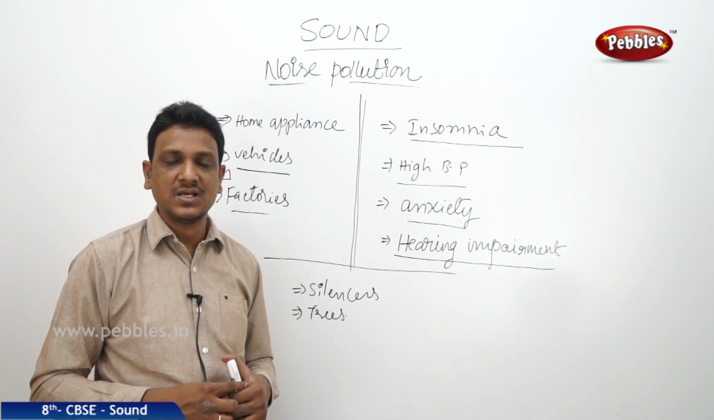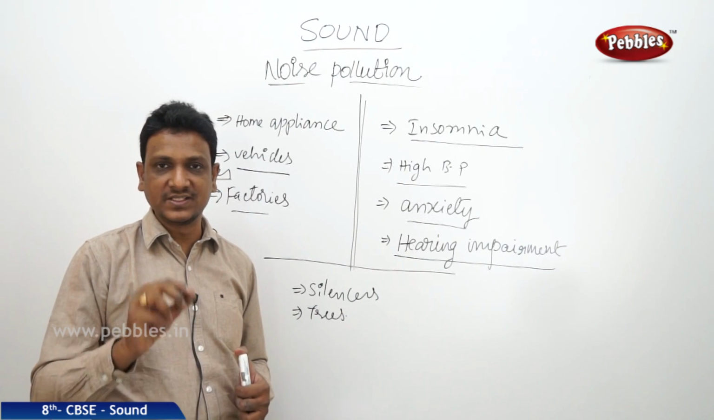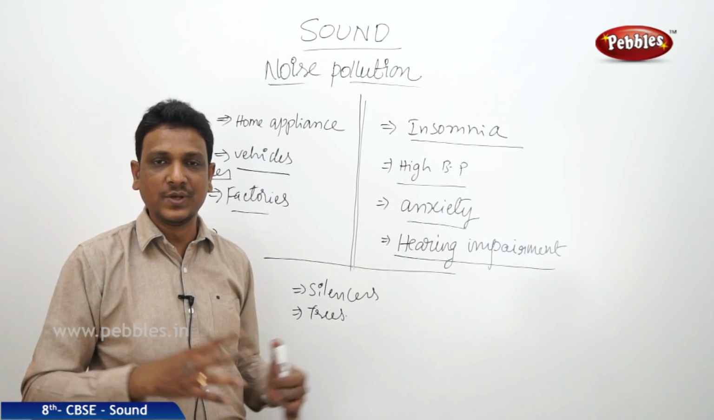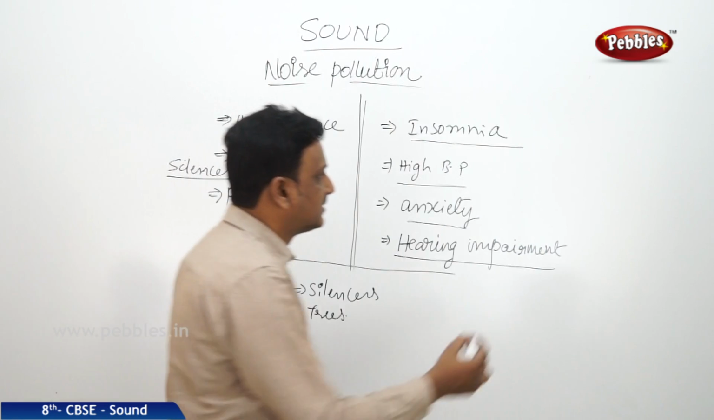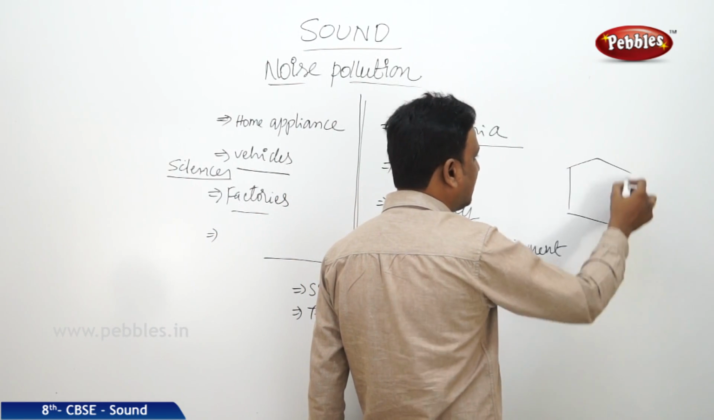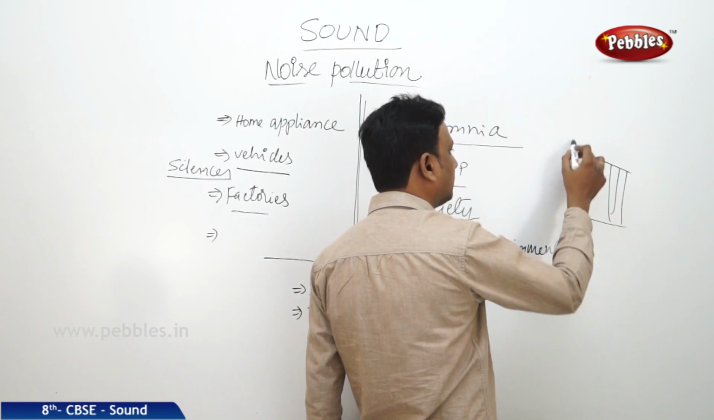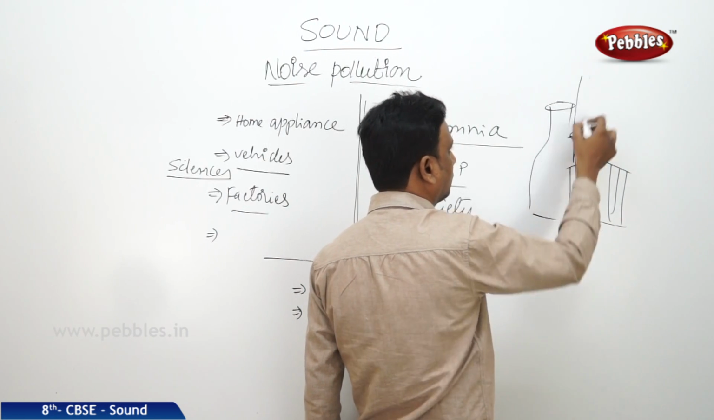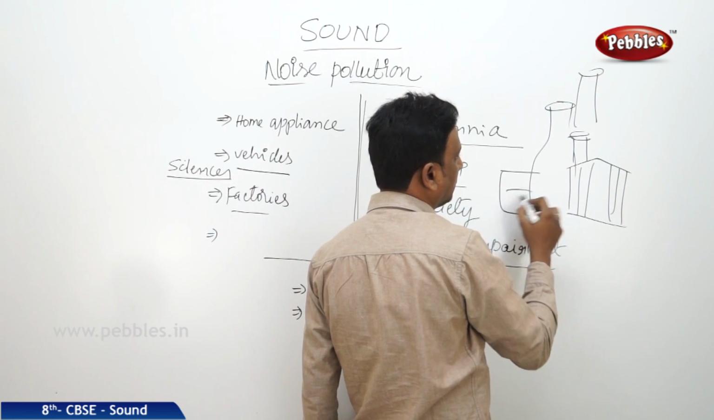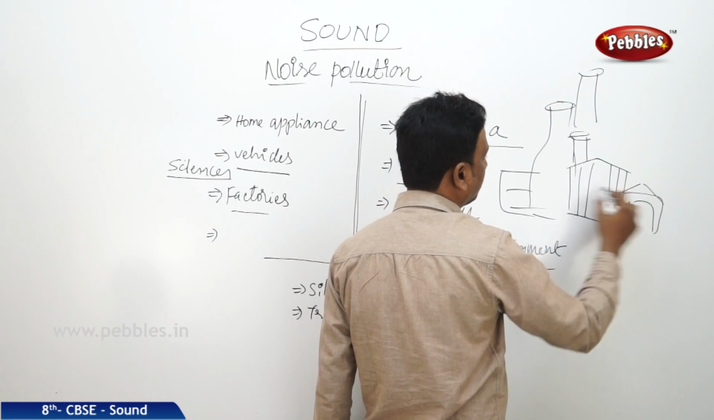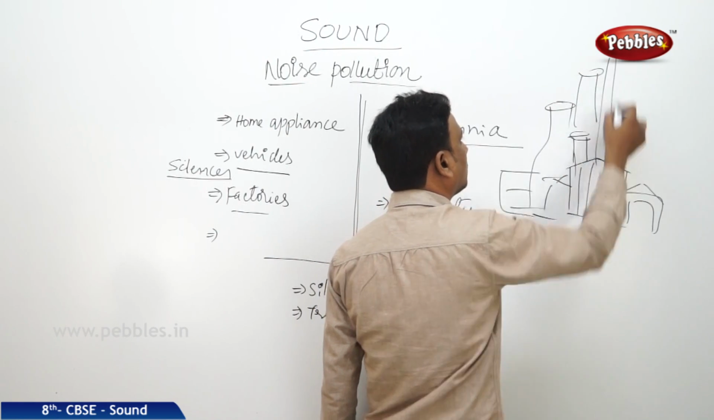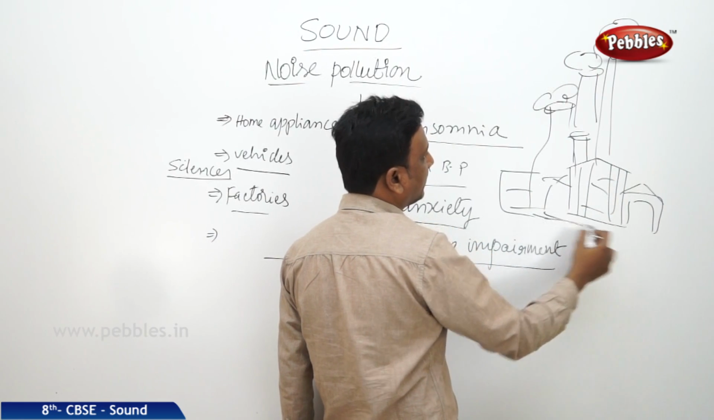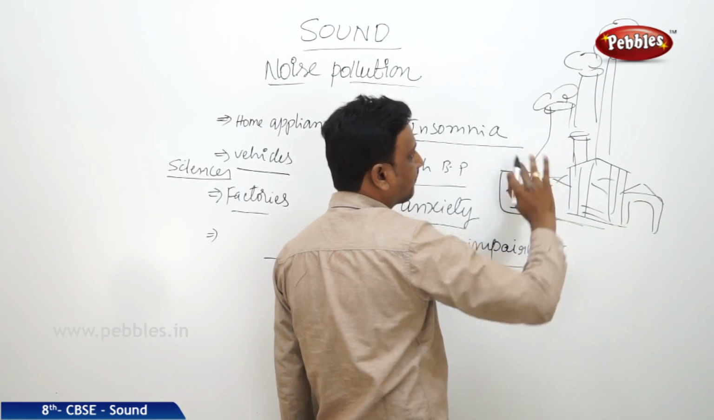What are the steps? Government will keep some measures. It will give instructions to factories. See that the sound is produced at not more than this many decibels. You arrange some silencers. See, if this is a factory shed, just imagine this is a factory. So here we have a factory. From the factory, a lot of sound is produced.